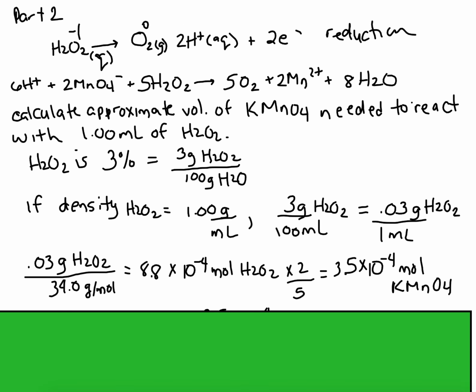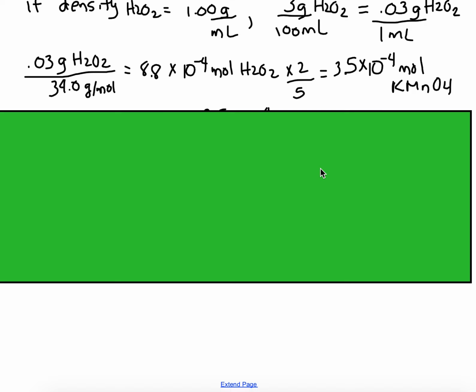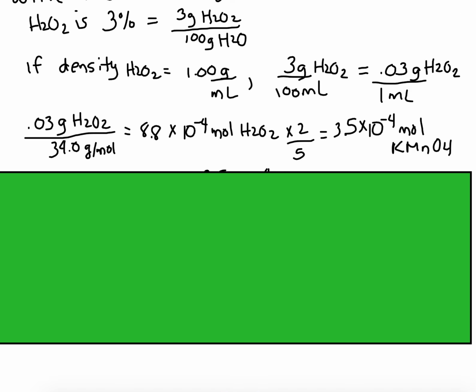Recall that it's 2 to 5. So for every 2 permanganates, 5 hydrogen peroxides are consumed, which leads me to a value of 3.5 times 10 to the negative 4th moles of potassium permanganate.